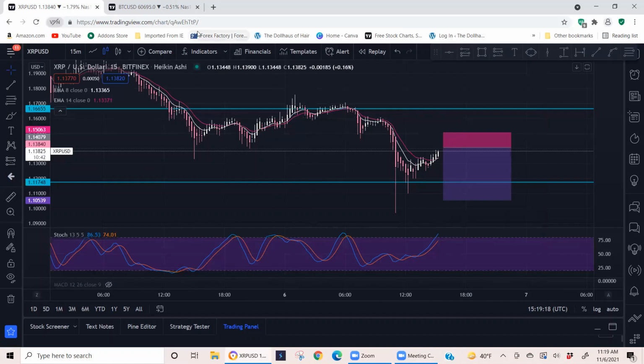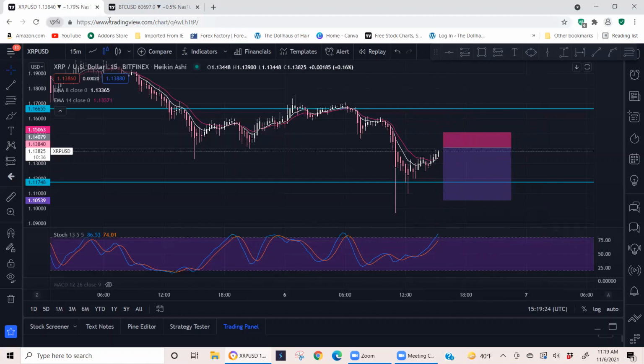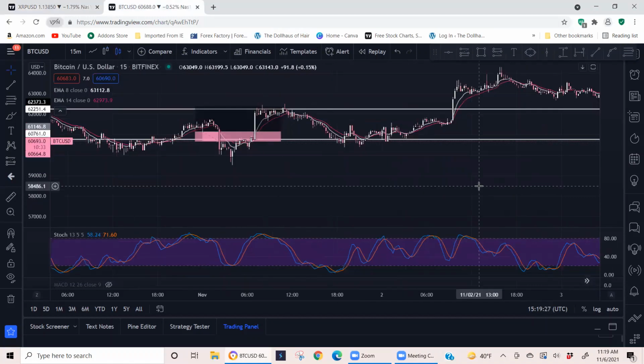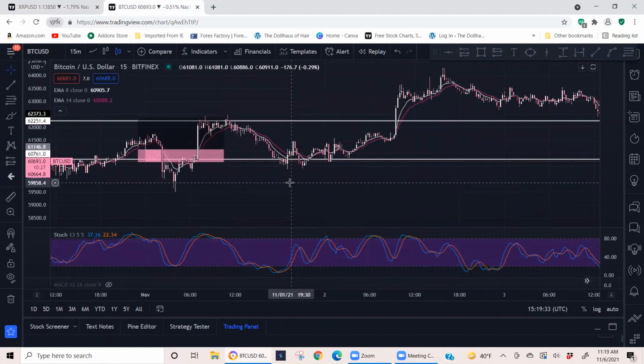What I'm going to do is I'm actually going to go to Bitcoin now. I'm going to let Ripple run and see what it does. And I'm going to go to Bitcoin and see what Bitcoin is doing so I can show you guys one more example. And then if there's any questions, feel free to ask. And from there, we will conclude.